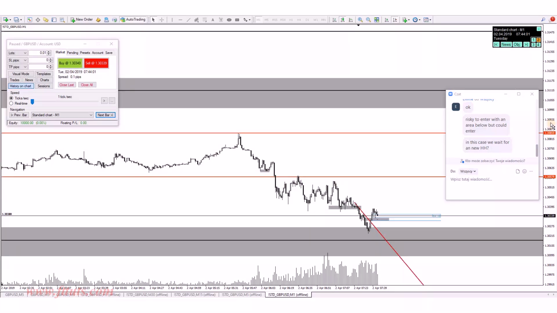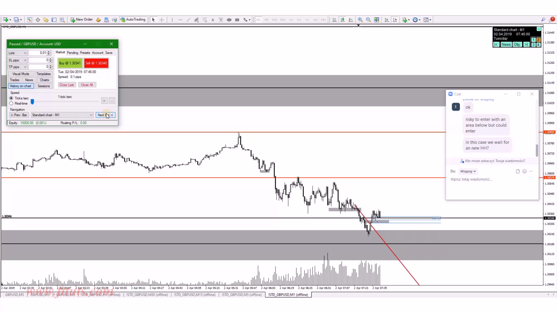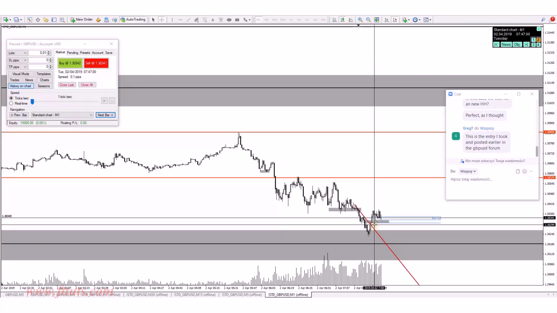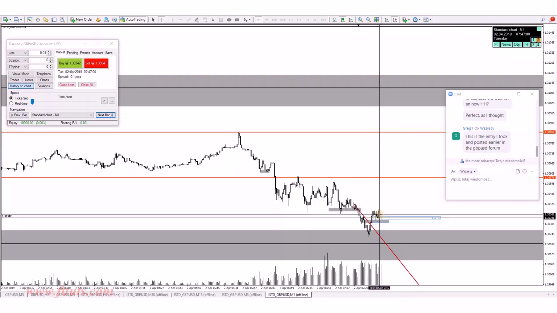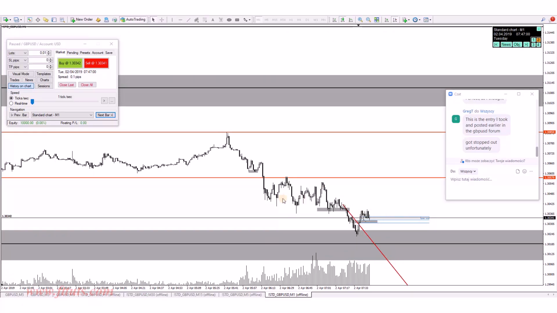Let's check these few new candles if price will react from here. The volume is going higher and higher. Damn. Greg wrote, this is the entry I took and posted earlier in the GU forum. Got stopped out, unfortunately. Okay, so if you use something that's similar, let's check if this will work out.